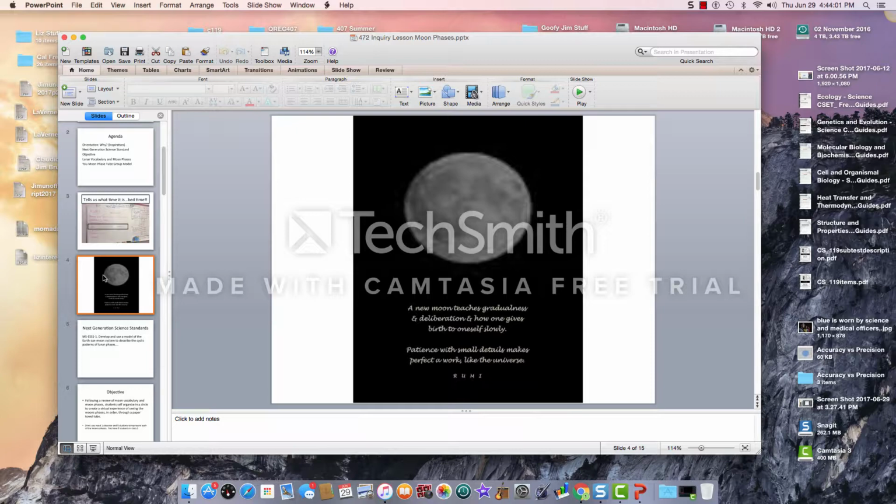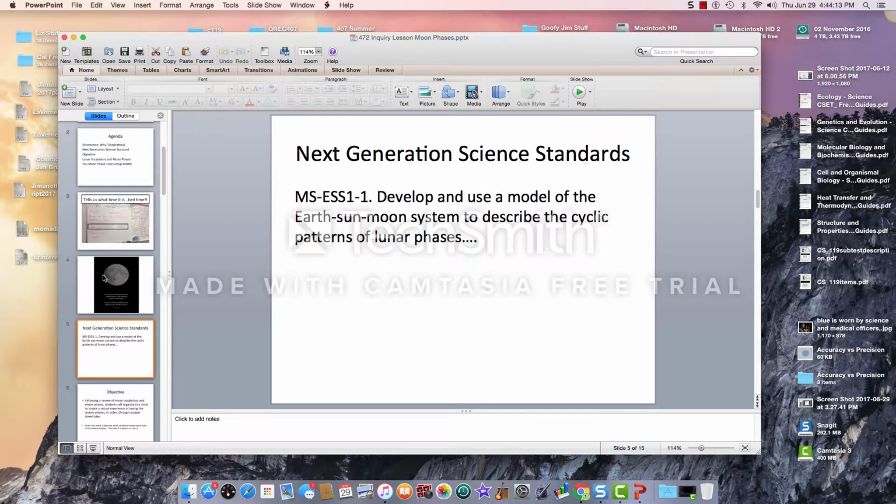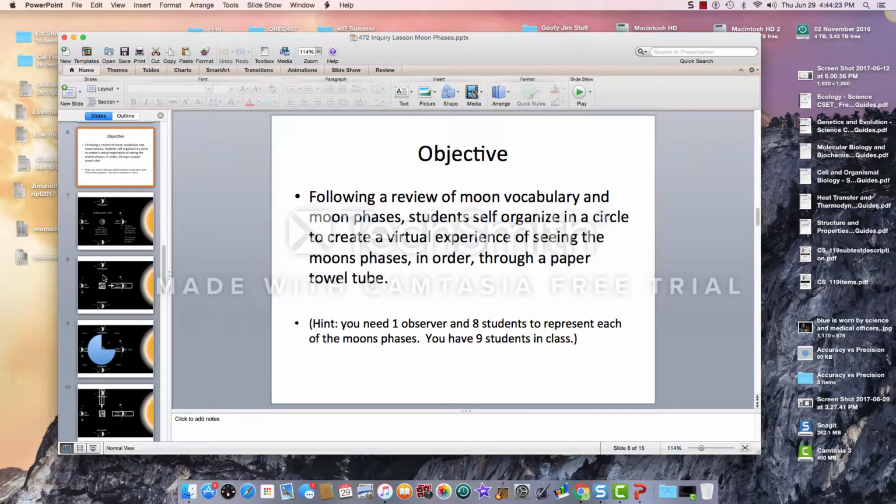So first of all, I want you all to take time with yourselves. Be patient with the small details to make something perfect, like the universe. He's implying, like yourself. Our current standard is the expectation that for middle school you'll be able to develop and use a model of the Earth, Sun, Moon system to describe the cyclic patterns of the lunar phases.